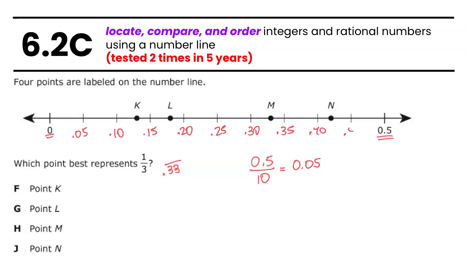And so what we're going to see as we fill this in is that 0.33 repeating is going to be between 0.30 and 0.35, or 30 hundredths and 35 hundredths. And so M is going to be the correct point that best represents 1/3. And so again, making sure that students are continuing to see those benchmark fractions, know their representations both in percents and in decimals. That way they can locate, compare, and order successfully on this standard.